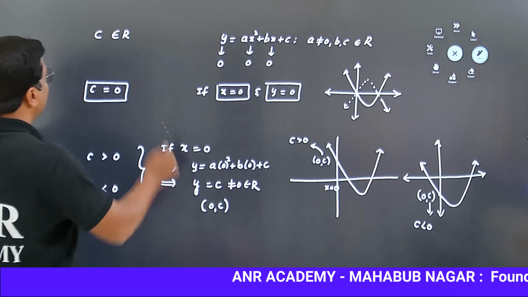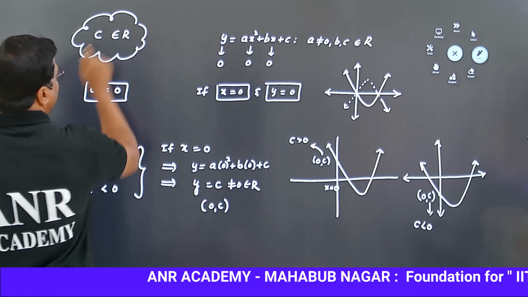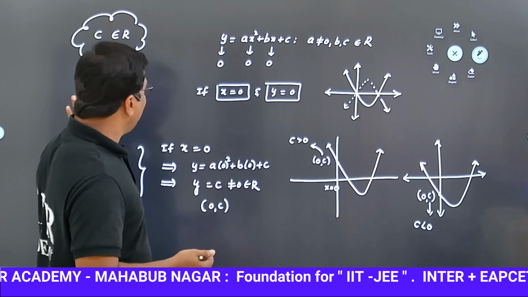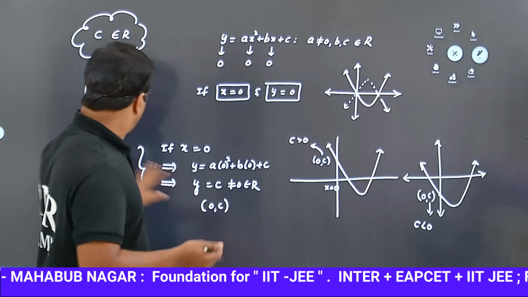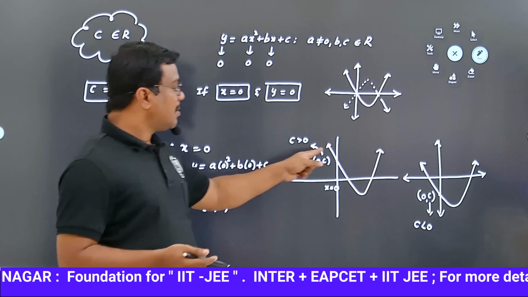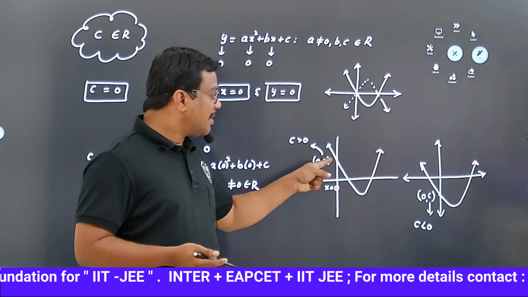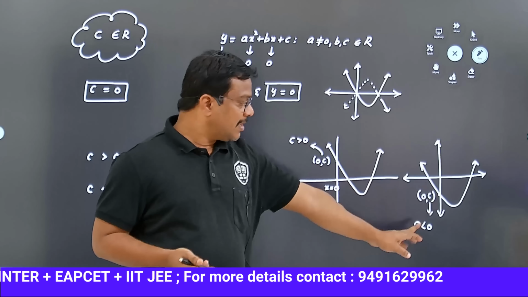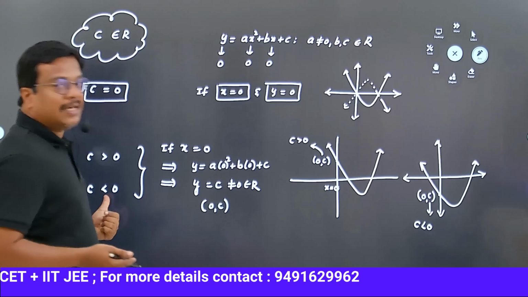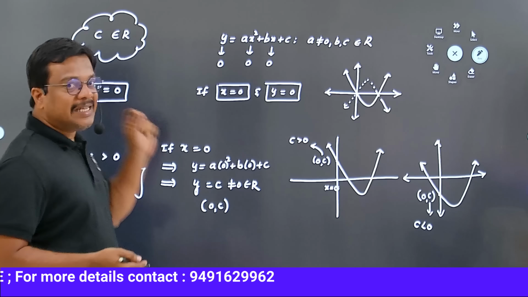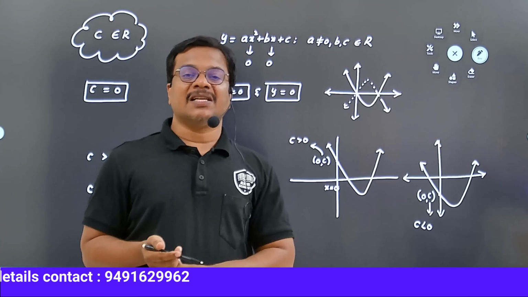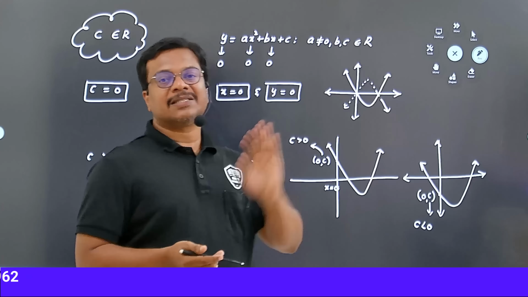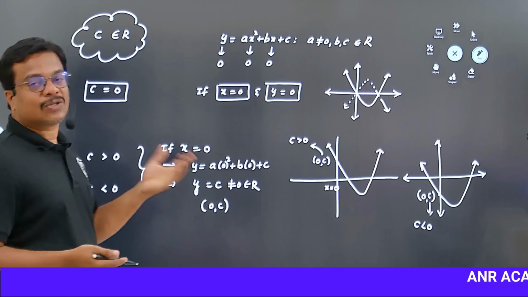Here the coefficient c, which belongs to R, decides the y-intercept. If the value of c equals 0, the y-intercept is 0. If the value of c is positive, then the y-intersection is positive. If c is less than 0, the y-coordinate, that is the y-intersection, is negative. So c decides whether the graph crosses the y-axis with a positive y coordinate or with a negative y coordinate. Let us move to the next coefficient b.